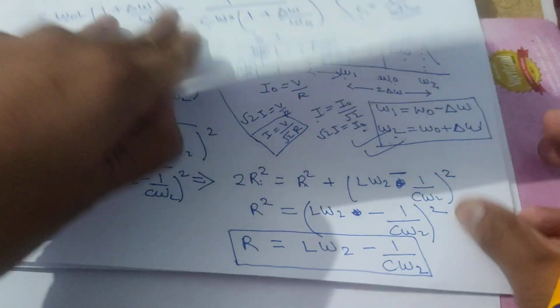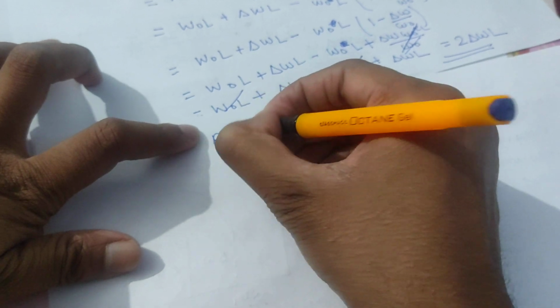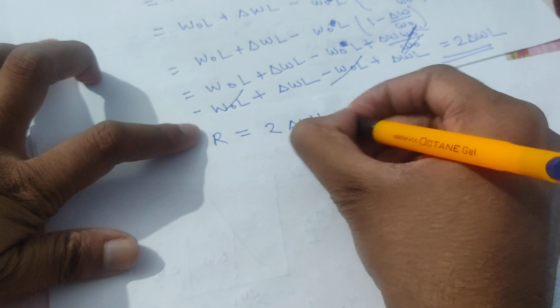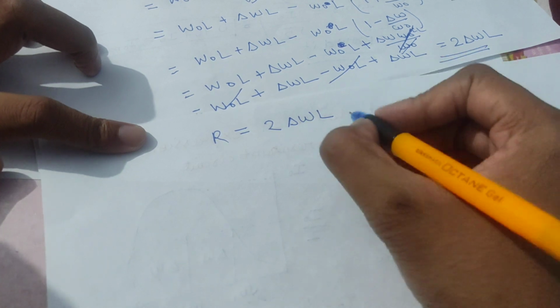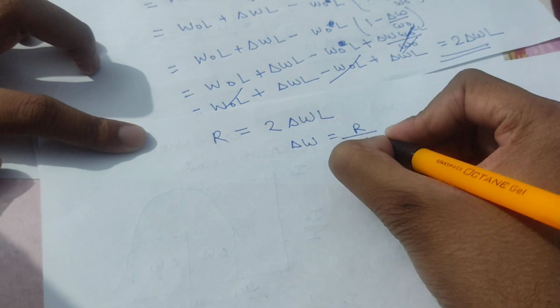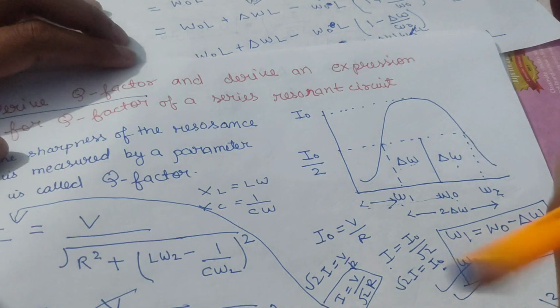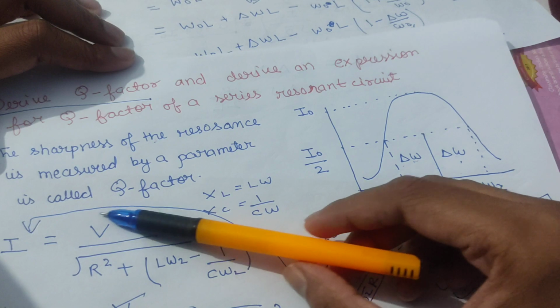And further what we'll do, so look at that, we get R equal to 2 del omega L. Okay, so what we'll do in the next, we'll find del omega is equal to R by 2L. Okay, and now coming to this part, what is the Q factor? The Q factor, the sharpness of the resonance, is measured by a parameter called the Q factor.